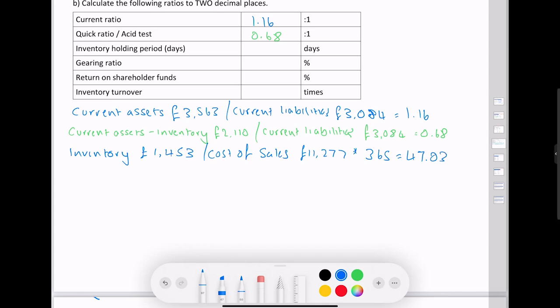Okay, it does say to calculate these to two decimal places, but just be aware, if it doesn't say to calculate them to two decimal places, with it being in days, I would just do it to a full number of days. But with this saying to two decimal places, we'll put it to two decimal places. Okay, so that comes out at 47.03 days.